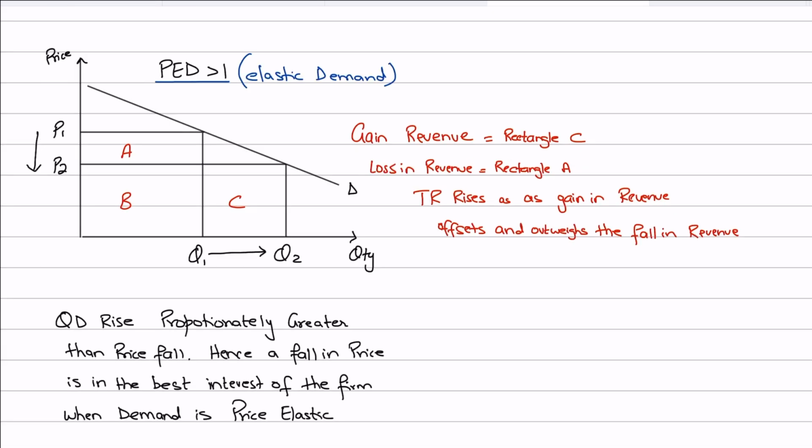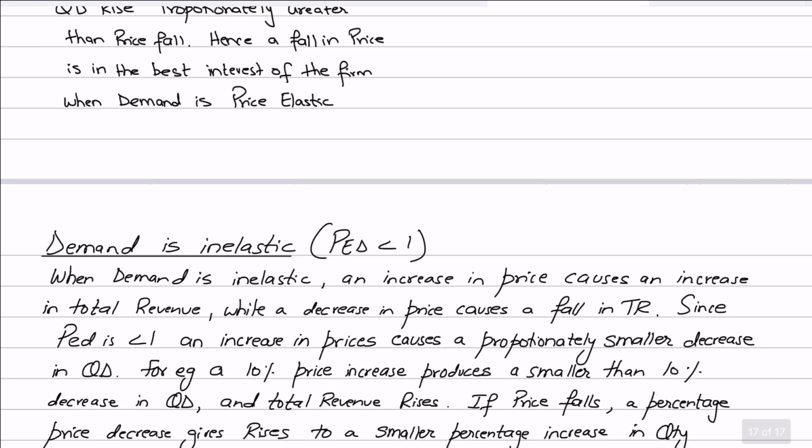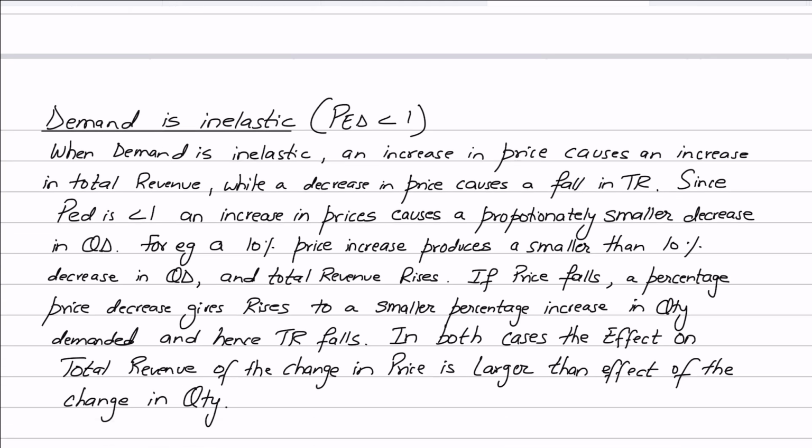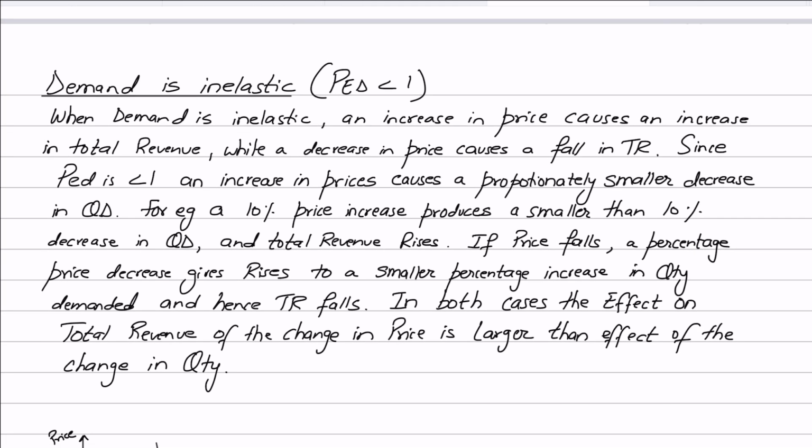Now guys, let's see what will happen if the demand is inelastic, and how a change in price would result in changes in revenues, whether revenues would rise or fall. Ultimately it depends upon the extent of the proportionate change in quantity demanded relative to the changes in price. When demand is inelastic, an increase in price would cause an increase in total revenue, while a decrease in price would cause a fall in total revenue.